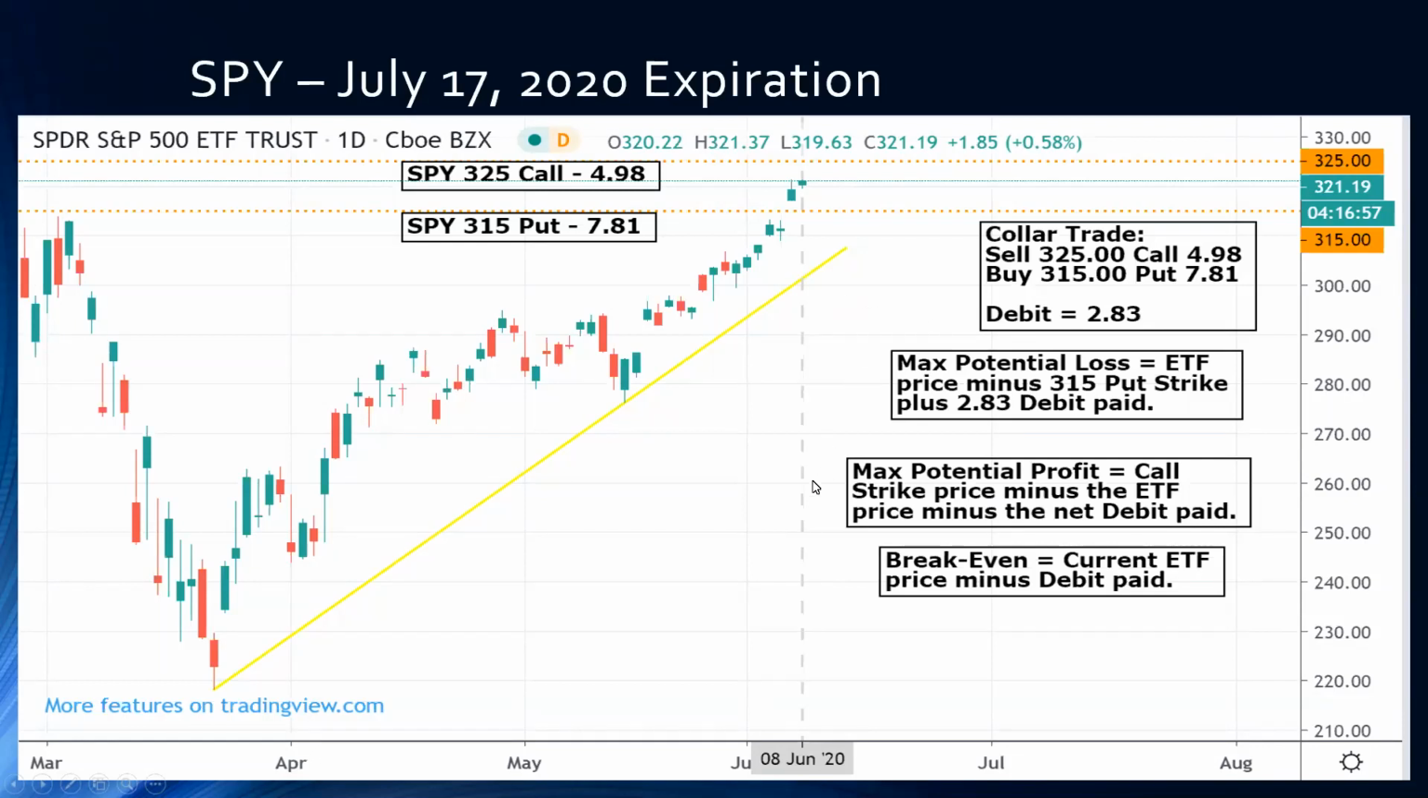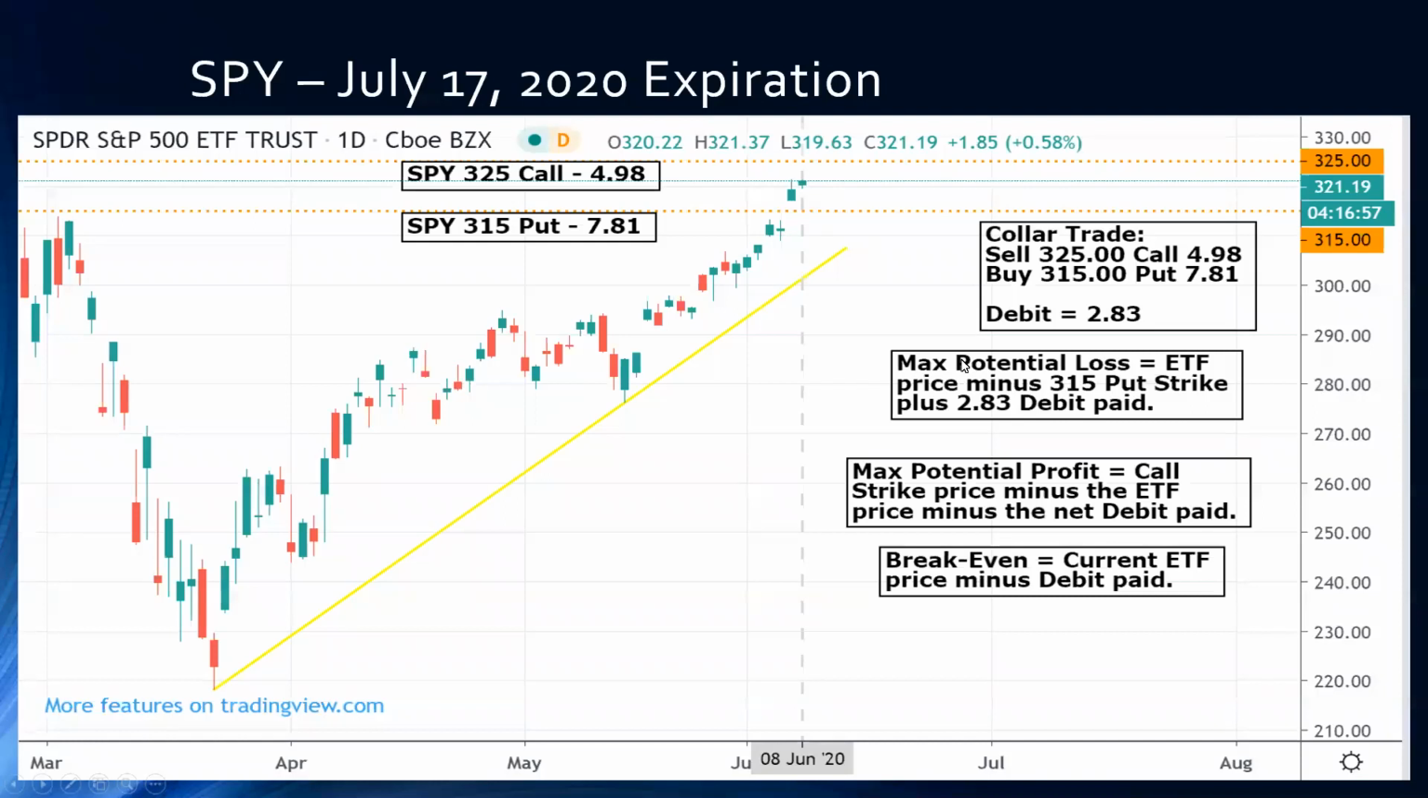So our maximum potential profit equals the call strike price minus the ETF price minus the net debit. So that was, like I said, the 325. You've got to add 283 to that because that's what you paid. That's what you forego. So you would restrict your potential gains by that 283, but you lock in where you're at. So you wouldn't be losing money on this. You're just capping your gains.